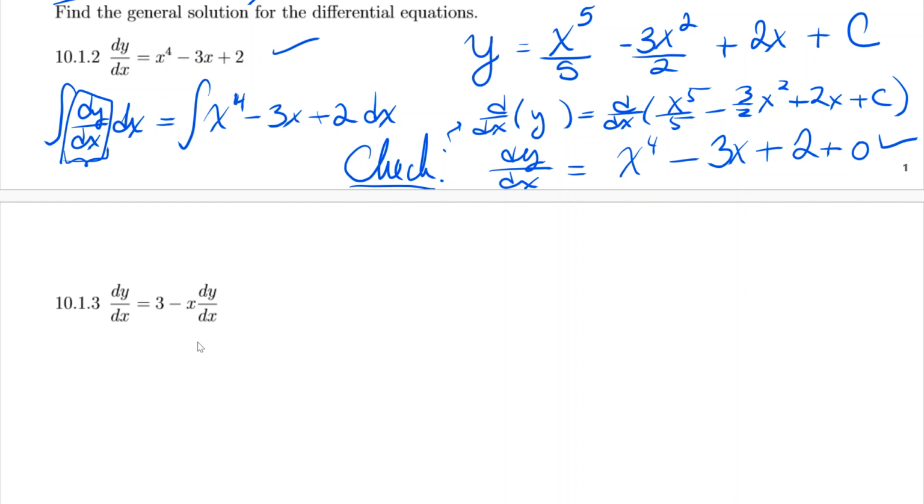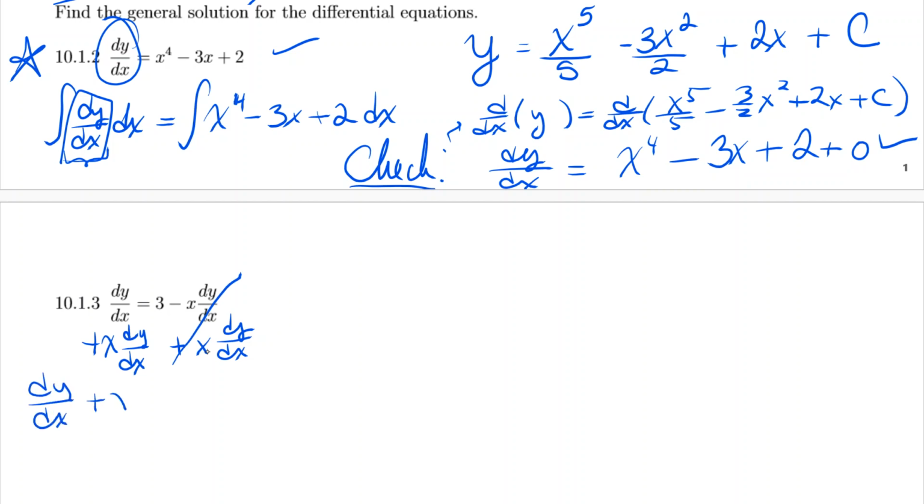Actually, I need to take this and make it look like the one I had above. So I need to make it look more like this one where I've got dy dx by itself. So what I'm going to do first is add x dy dx. Oh, I meant to put this one in Leibniz notation so you could see one with y primes. That's my bad. So that'll cancel with that. And over here I'll get dy dx. So the derivative of y with respect to x plus x times the derivative of y with respect to x equals, oh, I'll just have a 3. And then I'll factor out dy dx.